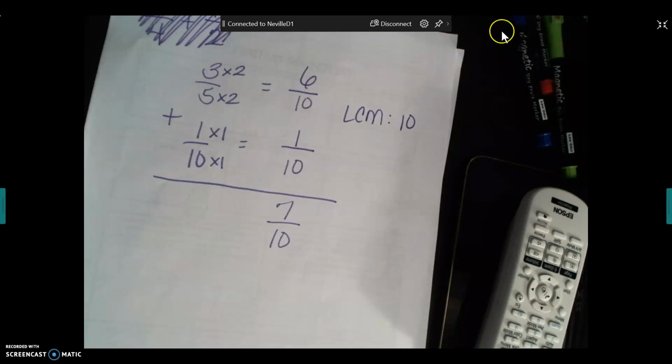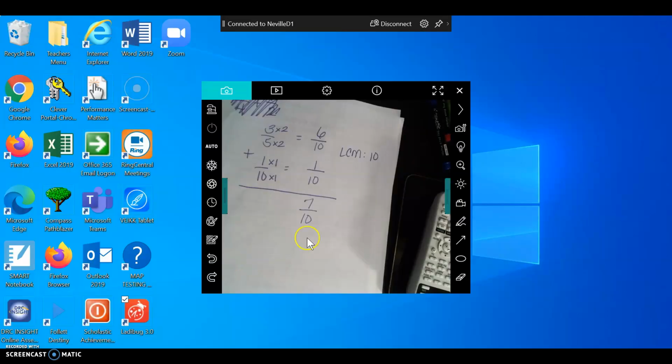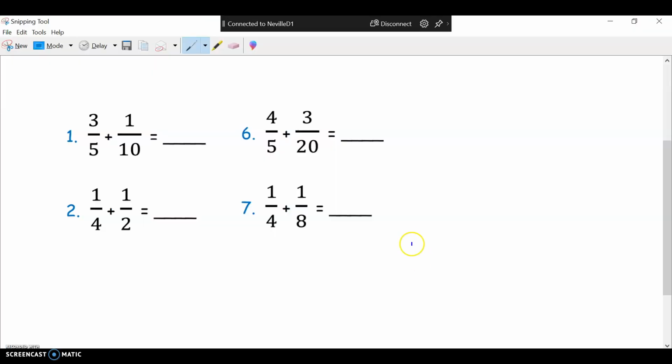I'm going to put the other three problems back up, and I want you to use your own strategy here. And while you do that, I'm going to take attendance. Turn around and see.